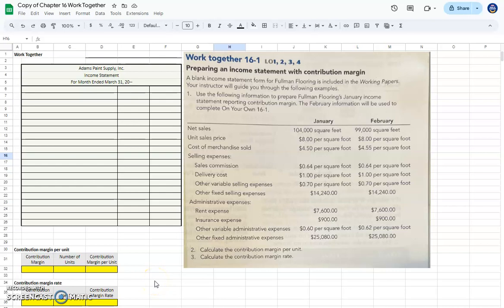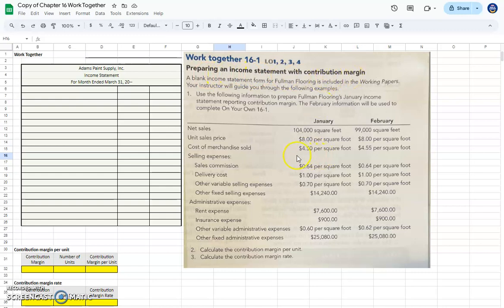In this video, I'll go through Work Together problem 16-1 from page 473 of our Century 21 Accounting Advanced Edition 11 textbook, which is by Gilbertson Lehman. So credit to them for this book and this problem. So we are preparing an income statement with a contribution margin.